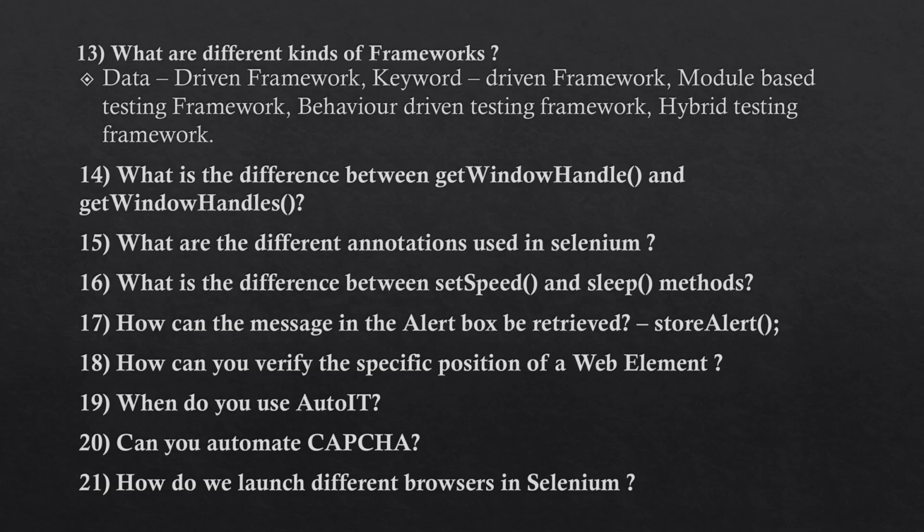For that particular open browser window only, it is going to return the value in the form of a string data type. That is the difference between getWindowHandle and getWindowHandles. So then, what are the different annotations present inside Selenium?